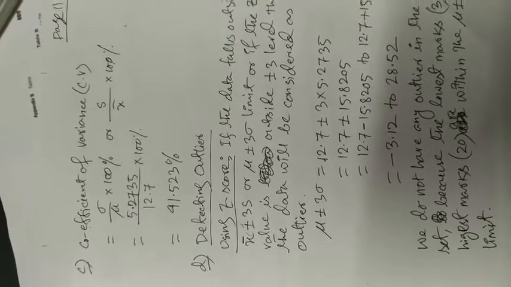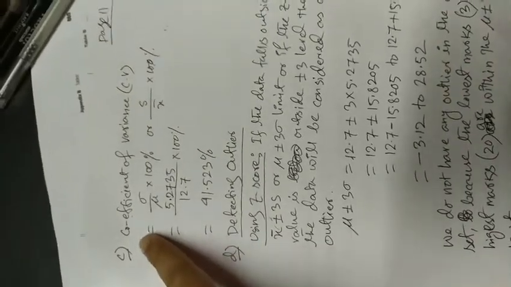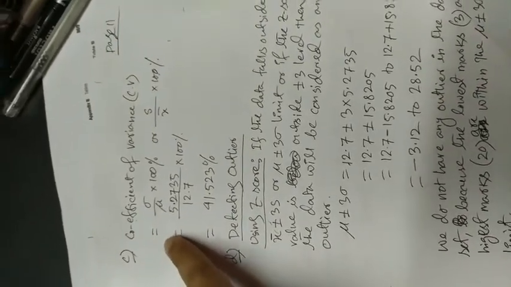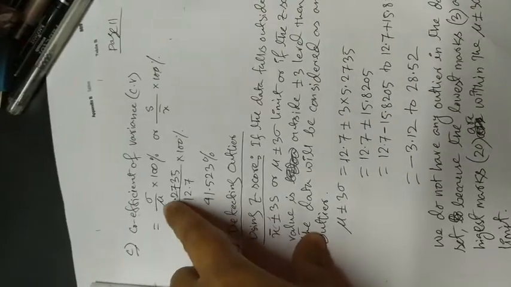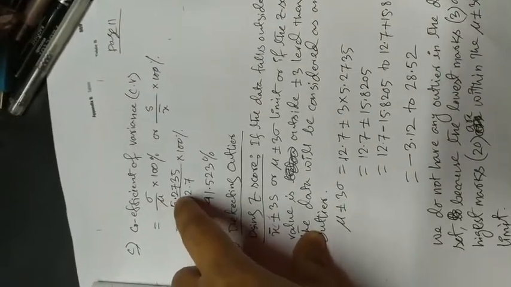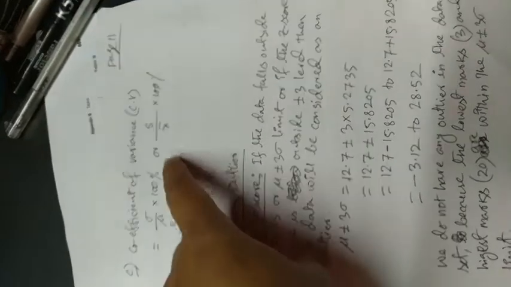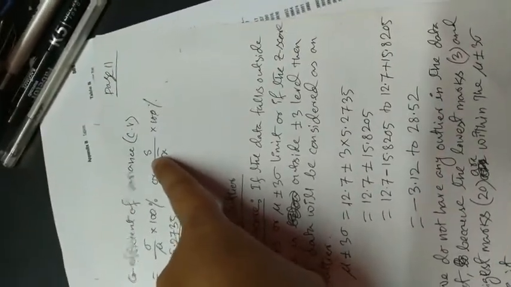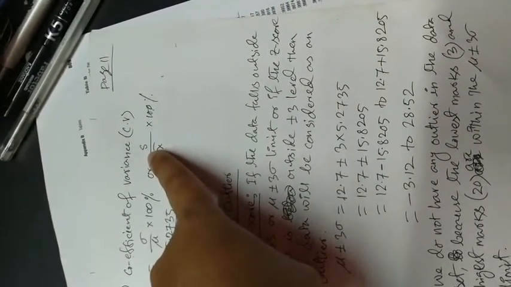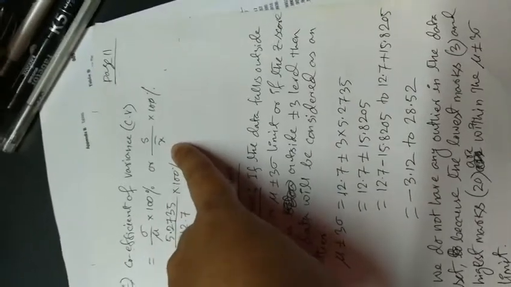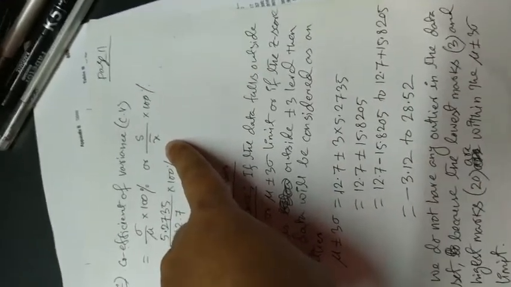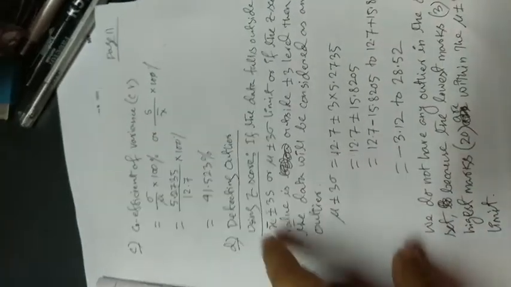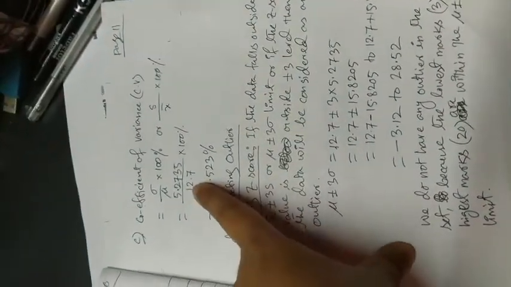Now we will move to part C. Here we need to calculate the coefficient of variance, which is CV. The formula for coefficient of variance is sigma divided by mu into 100%, and if it is a sample, instead of sigma we use standard deviation, which is S, and instead of mu we use x bar, into 100%.